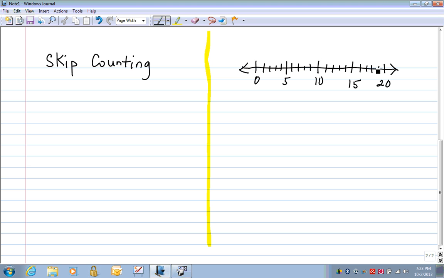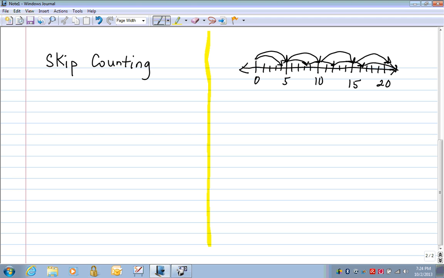So if I were to skip count by 5, I would say 5, 10, 15, 20. That is skip counting by 5. These are multiples of 5. Now let's say if I did it by 4s. 4, 8, 12, 16, 20.